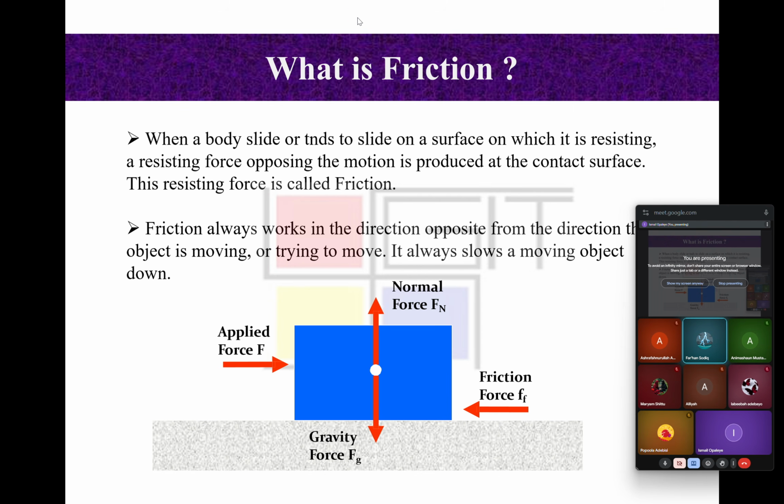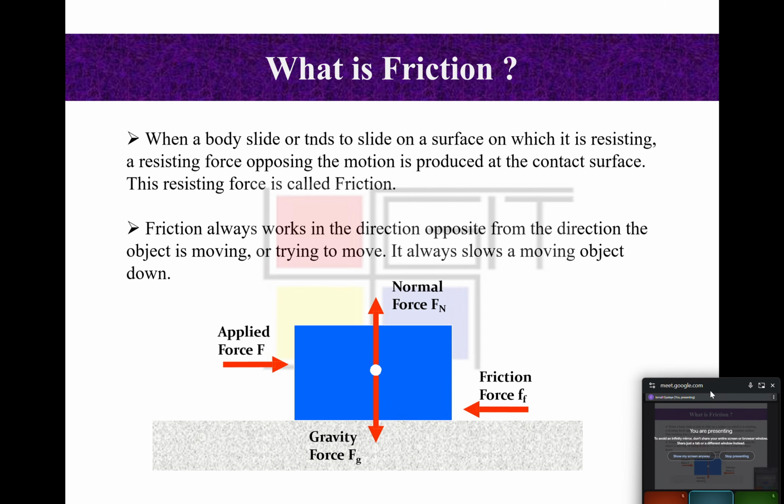You should know that this friction here is a form of a force, and it tends to oppose the motion of the body. So for you to have friction in action, there must be two surfaces in contact. So let's see what is on the slide here.